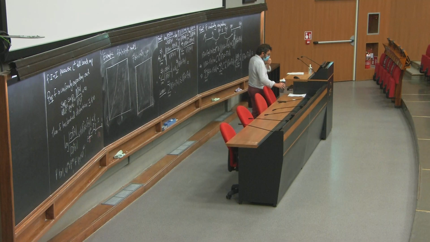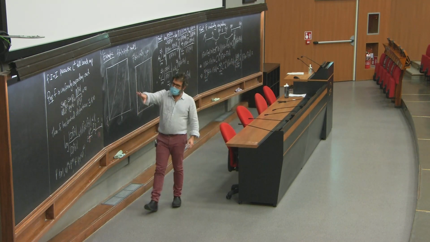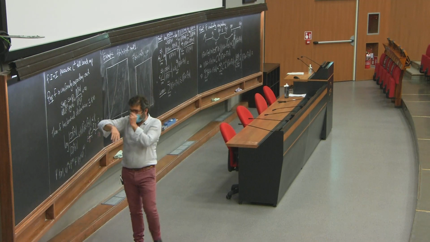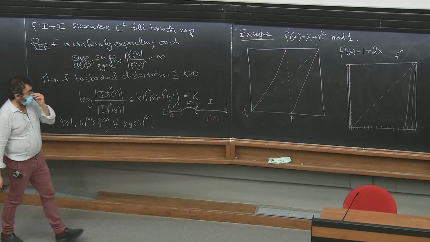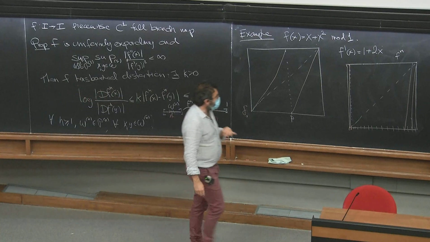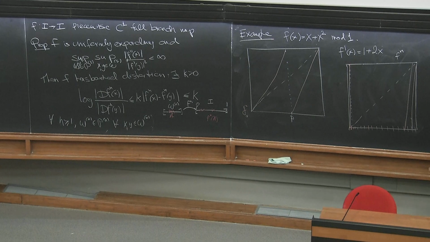Okay. So what's left, indeed, is to prove this last statement: if we have bounded distortion, then we have an absolutely continuous invariant probability measure, and it does not hold in this case here.